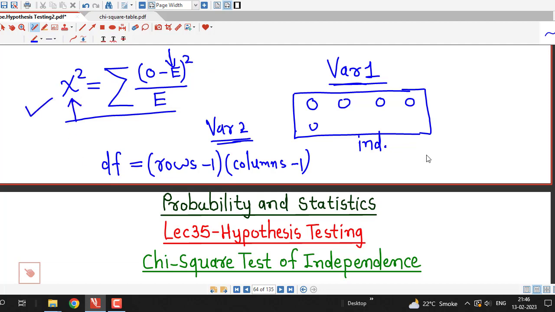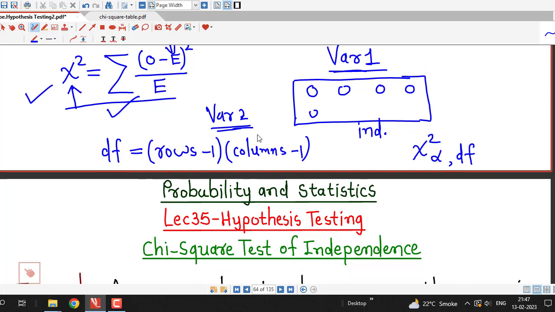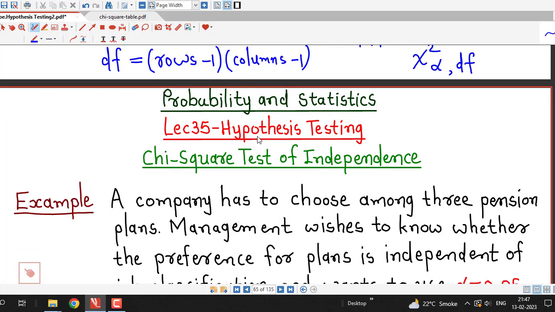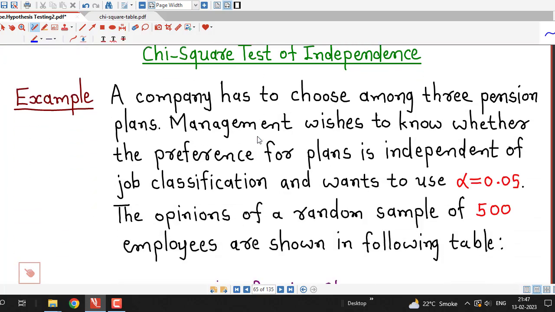After that we find the critical value at the given level of significance and this number of degrees of freedom, then compare the test statistic value with the critical value and take the decision. So here we are going to consider this example.